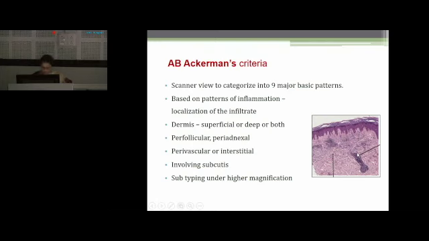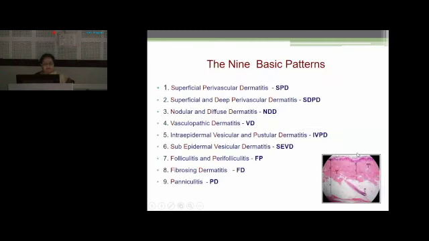Further subtyping is done under high power magnification. These are the 9 basic patterns: superficial perivascular dermatitis, superficial and deep perivascular dermatitis, nodular and diffuse dermatitis, vasculopathic, intraepidermal vesicular and pustular, subepidermal vesicular, folliculitis and perifolliculitis, fibrosing dermatitis and panniculitis. Now here it appears very tedious, but we can see it in a simplified way.